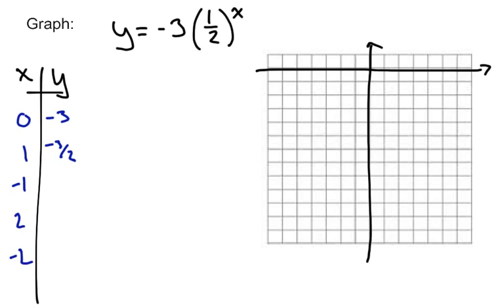2 times -3 is -6. 1/4 times -3 is -3/4. And 4 times -3 is -12. We'll start plotting all of these points.